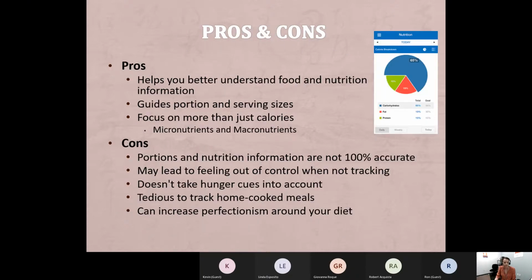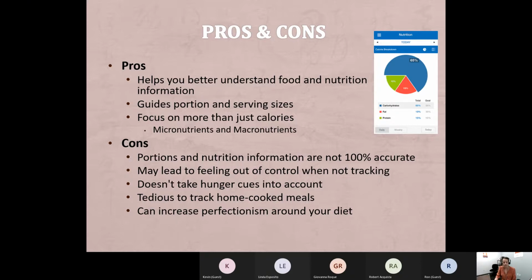Pros and cons, again, helps you better understand your nutritional information. You really get an understanding on portion sizing, and it focuses more than just calories. Like I have patients where we'll really look at their fat intake or their sugar intake or sodium. So we can utilize these apps to give us that knowledge. And then the cons is that the portion and nutrition information in these apps are not 100% accurate.